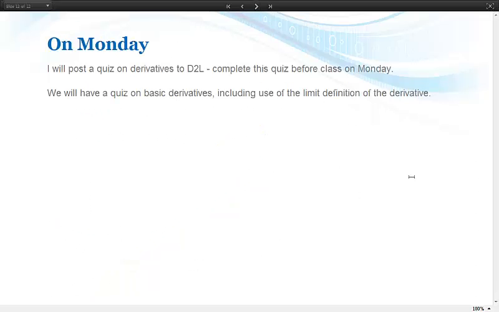Okay, so that's our work for the week. On Monday, we'll have a quiz on basic derivatives using the limit definition and also our new work here. Later today, I will post a quiz on derivatives to D2L. Please complete this quiz before class on Monday.